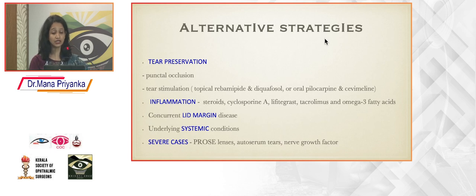If after giving all these, the patients are still not symptom free, then alternative strategies like tear preservation, which include punctal occlusion, and tear stimulation with multiple drugs can be done. Control the inflammation with steroids and immunomodulators. Treat the concurrent lid margin disease. Control the underlying systemic condition, and in severe cases, use of scleral lens, autoserum tears and nerve growth factors will be helpful.